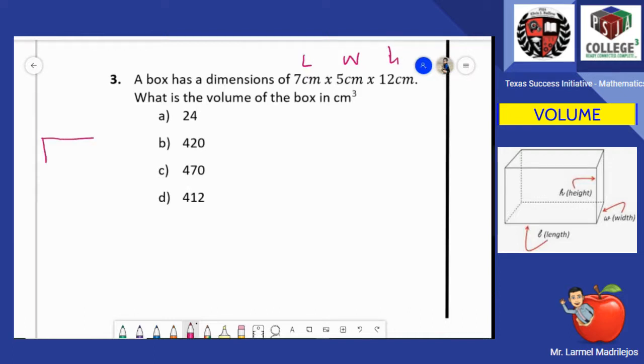And the height is 12. Okay, the width. So this is the length, which is 7. This is the width, which is 5, and this is the height.